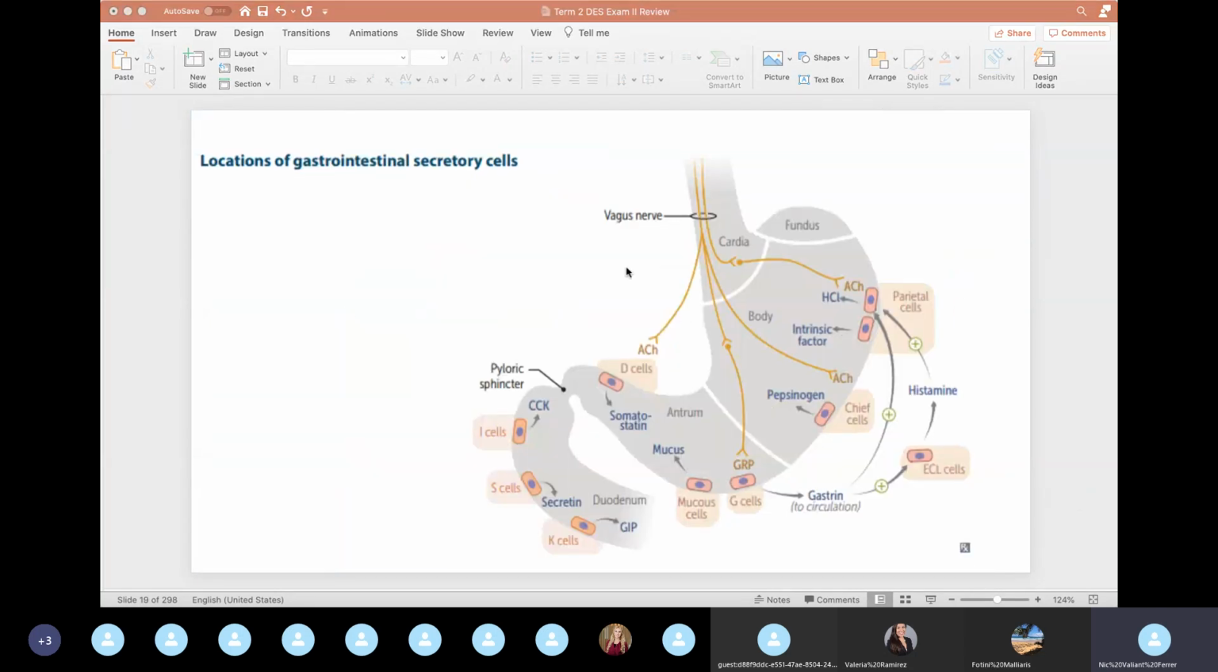Again, this is your GI secretory cells. Your parietal cells, they secrete HCl, right? And then you have the chief cells, they secrete pepsinogen, the G cells, mucous cells, D cells, which secrete somatostatin, the I cells, S cells, and K cells. So let's do some thought experiment here.